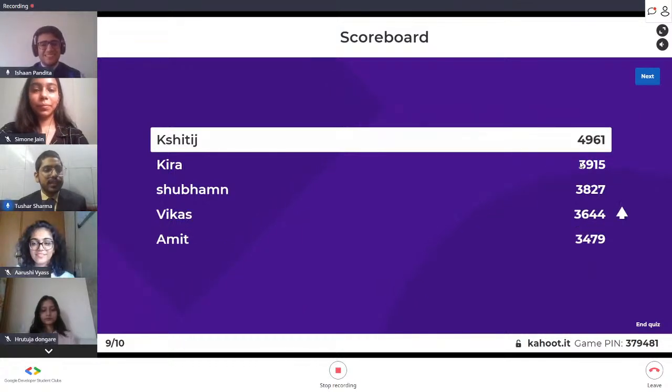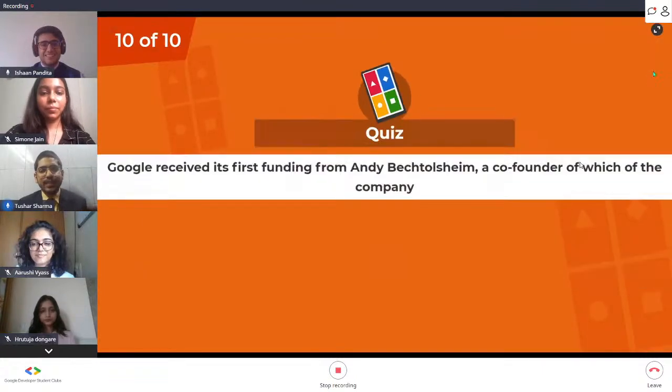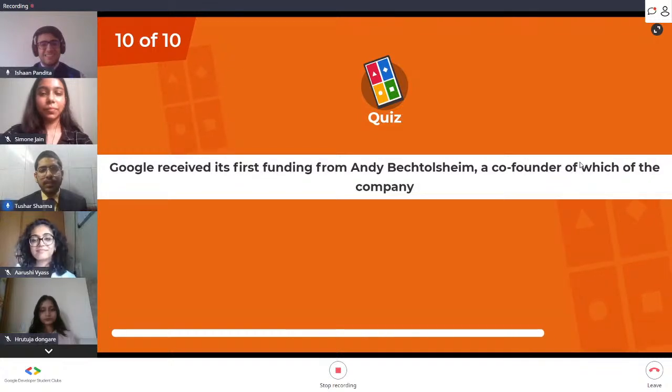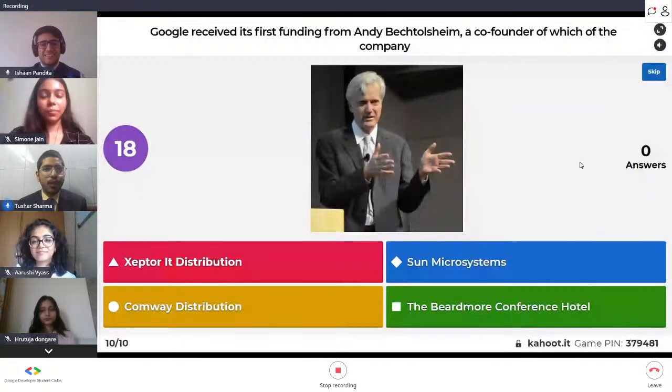Okay, the score is the same. Kshitij is on the top. We have Kiran and Shivam on the second and third positions. Now, guys, this is the last question, and this is going to decide who's going to be the winner of this quiz. Okay, so let's begin. Google received its first funding from Andy Bechtolsheim, a co-founder of which of the following companies? Okay, I think this is the toughest one. Yeah, actually, this is the difficult one. Only few people know about it.